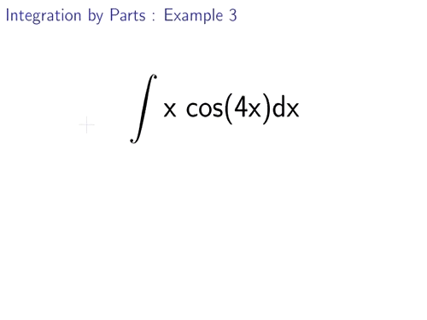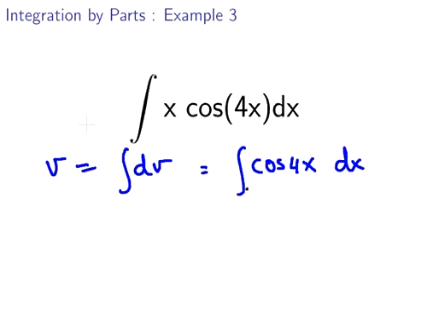So dv equals cos of 4x dx. Now v is the integral of that. That means that we have v equals sine of 4x over 4.